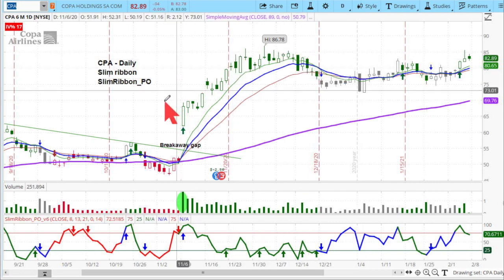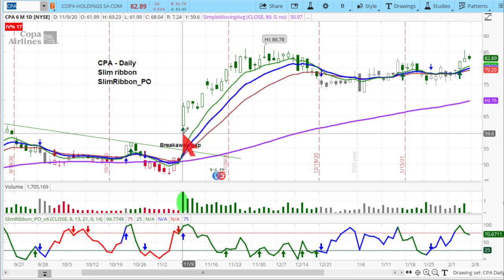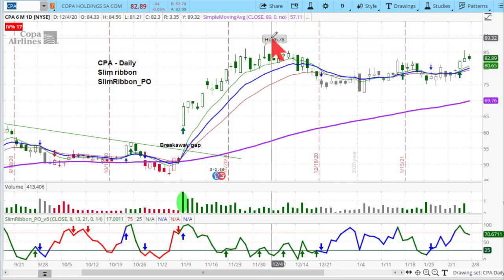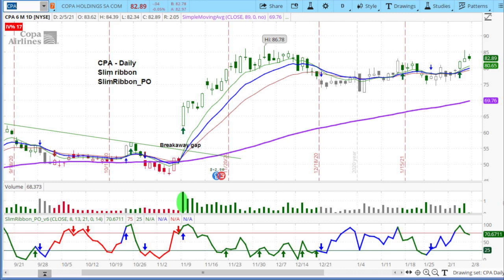But it established a fantastic trend where the stock moved up from the 60s to 86, as you can see right there. Just a solid signal when you look at that. So we're looking at breakaway gaps, and that clearly was a very powerful one.